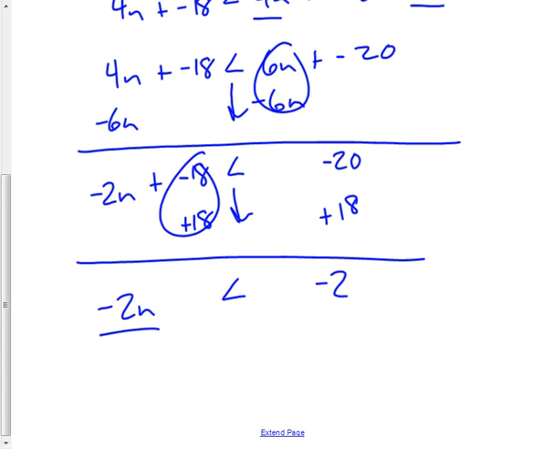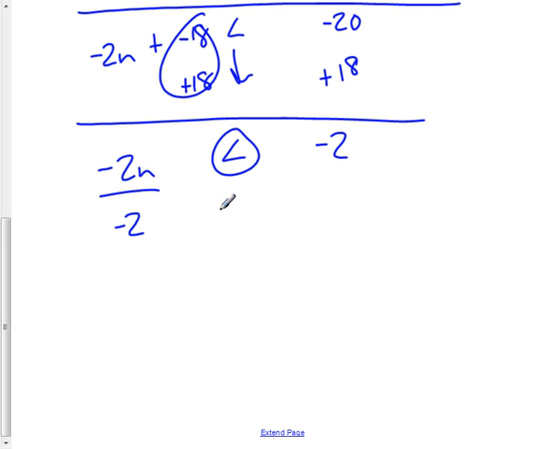All right, now I'm dividing by negative 2, so circle your inequality because now I'm multiplying or dividing by a negative number. Whenever you circle your inequality, it's just a reminder that you need to flip your sign in your answer.